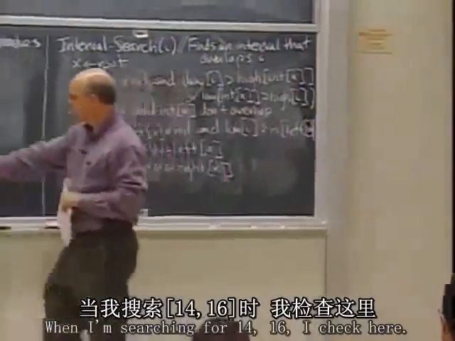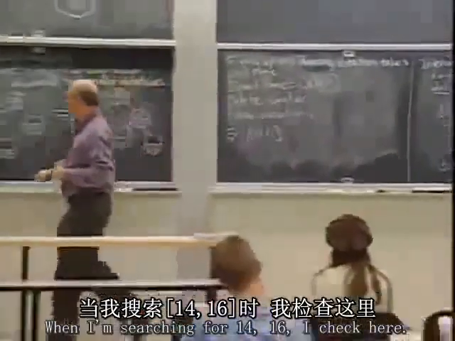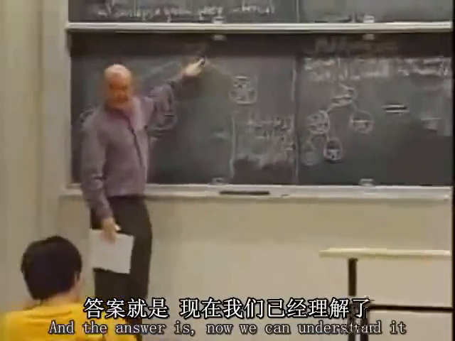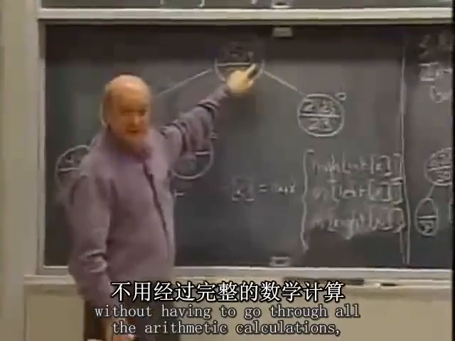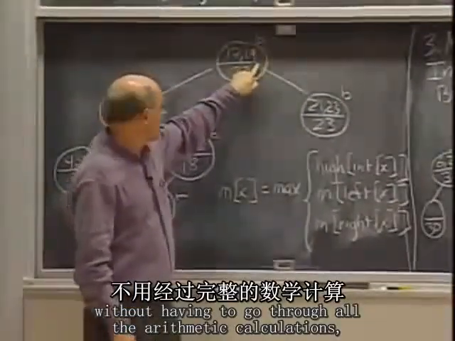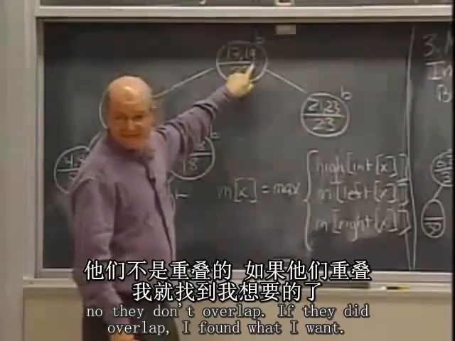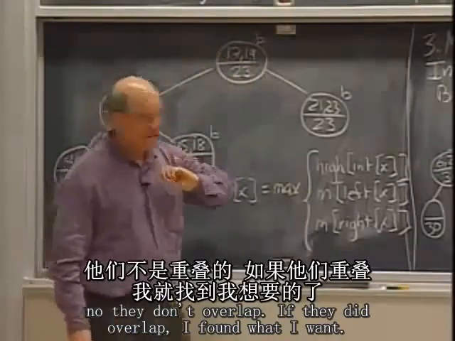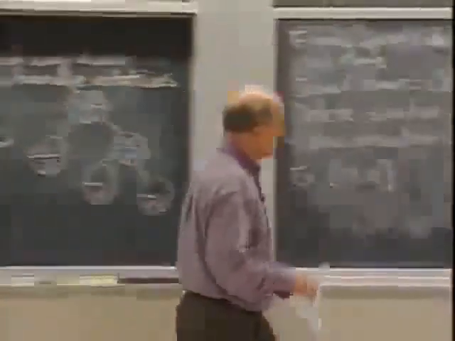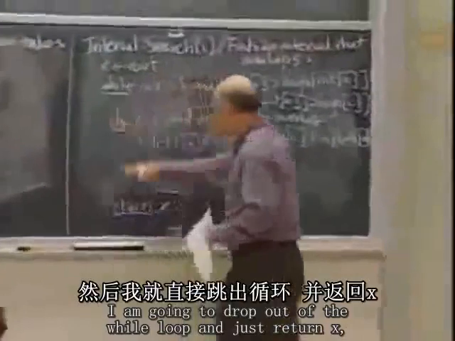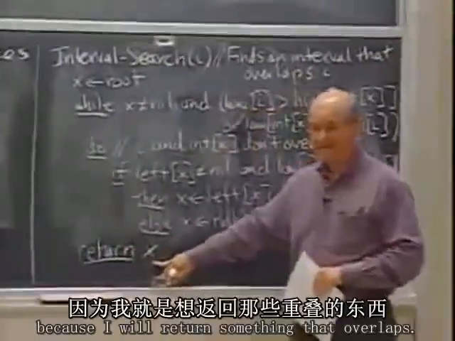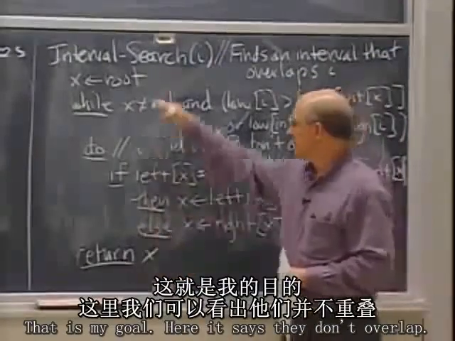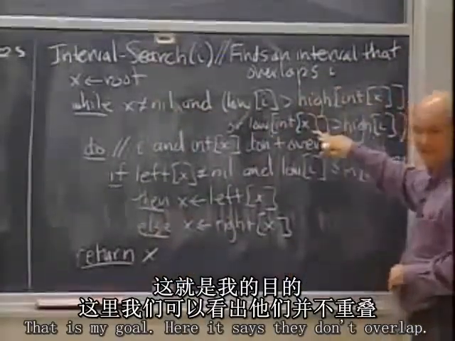So when I'm searching for 14, 16, I check here and I say, do they overlap? Now we can understand it without having to go through all the arithmetic calculations. No, they don't overlap. If they did overlap, I found what I want. I'm going to drop out of the while loop and just return x, because I'll return something that overlaps. That's my goal.